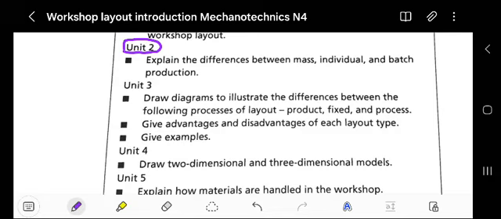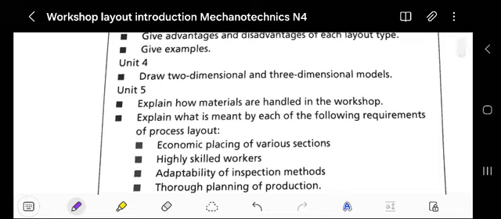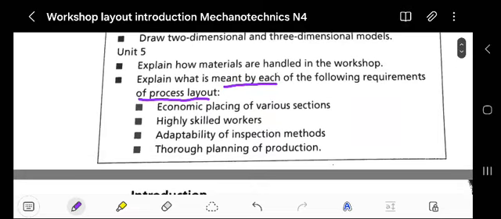Unit 3: draw diagrams to illustrate the difference between the following types of layout: product, fixed, and process. Give advantages and disadvantages of each layout type. Give examples. Unit 4: draw 2-dimension and 3-dimension models. Unit 5: explain how materials are handled in the workshop. Explain what is meant by each of the following: process layout, economic placing of various sections, highly skilled workers, adaptability of inspection methods through planning of production.